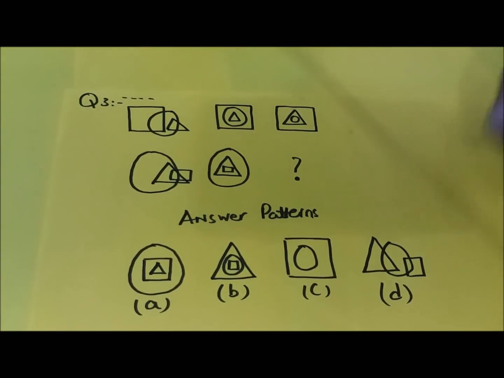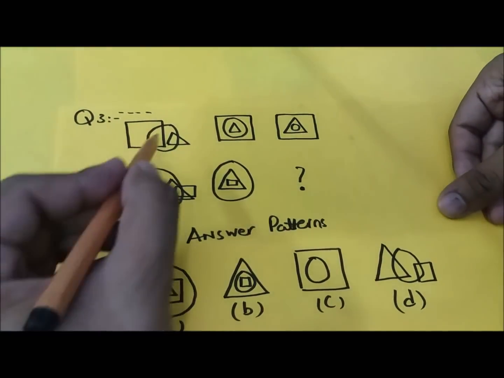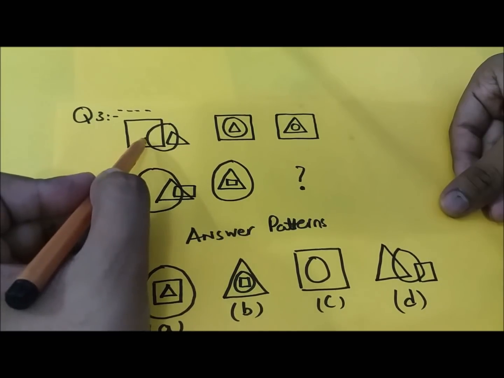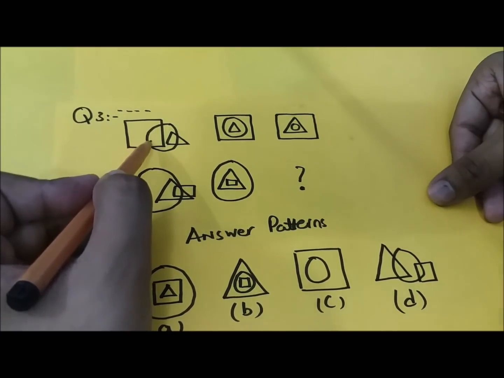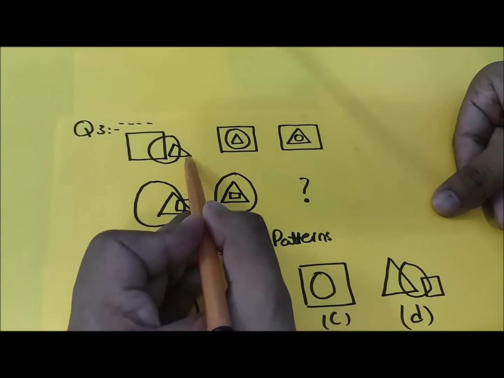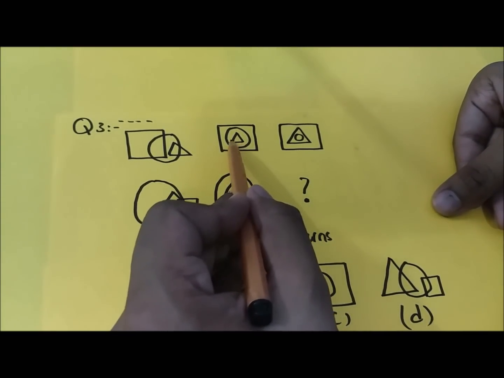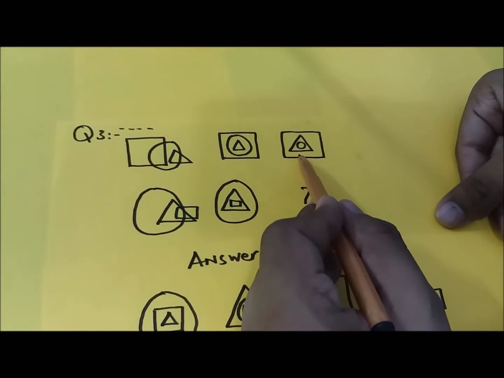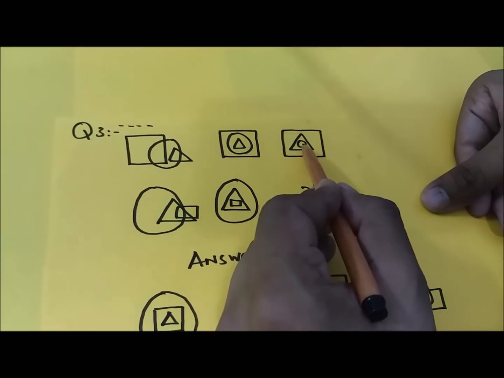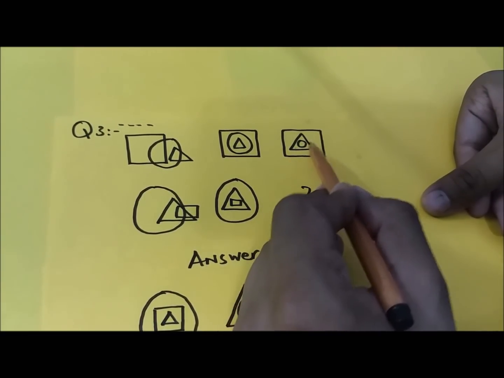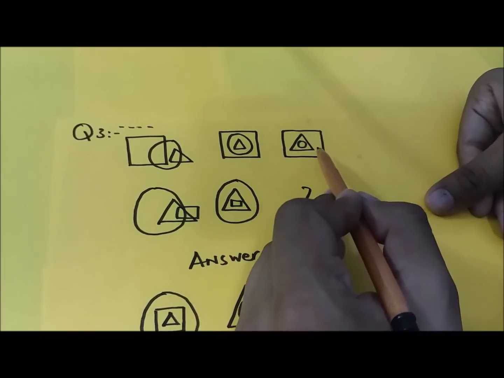So one figure is outside the second, and the second is outside the third one. In the next pattern, the first figure comes into the second and the second comes into the third one. What happens in the third pattern? The inside two figures, the first and the second, change their position.